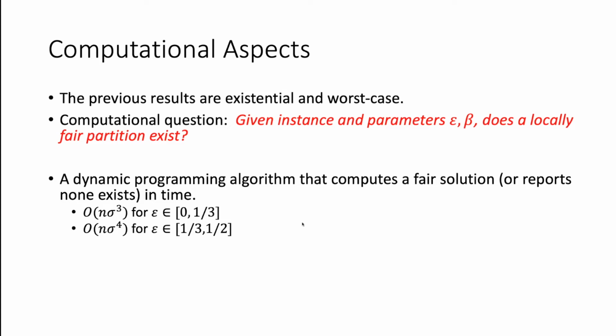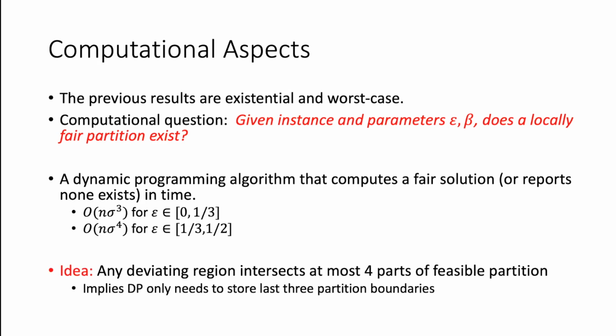Sigma is less than n, so you can think of it as either n raised to 4 or n raised to 5 time. The idea is that if you look at any deviating region, it intersects at most 4 parts of a feasible partition. That implies that your dynamic program only needs to keep track of the last 3 partition boundaries, or a last constant number of partition boundaries, and we exploit that fact in creating the dynamic program.